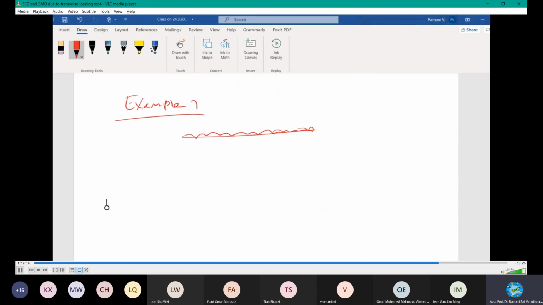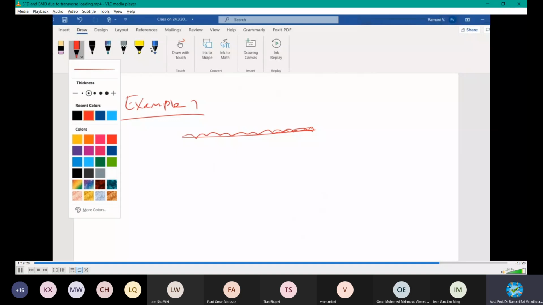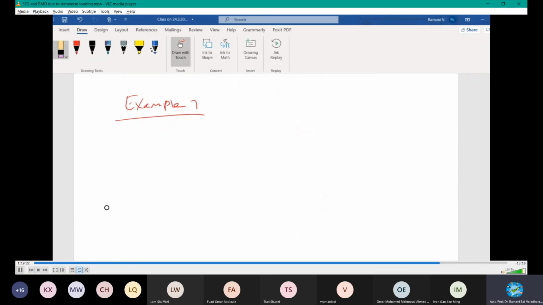The UDL should be like this, not so many lines on top, that is very wrong. Wait, I draw a proper one. And the distance is 3 meters. This is A, B, 5. Right, let's do this one. Find out the shear force and bending moment for this condition.